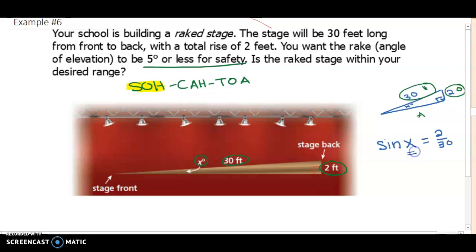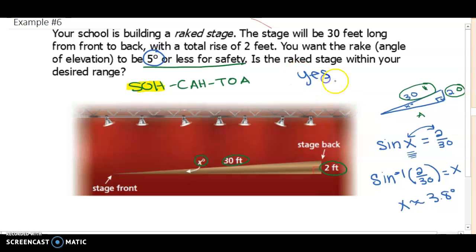Okay, I want to find the angle measure, so that tells me I'm using the inverse. So I want to do sine inverse, and when I do sine inverse, these flip. So sine inverse of 2 over 30 is going to equal X. Okay, and then I just put that on my calculator. Inverse sine of 2 divided by 30. I get X is roughly 3.8 degrees. And if I compare that to 5 degrees, yes, this satisfies our requirement because 3.8 is less than 5.